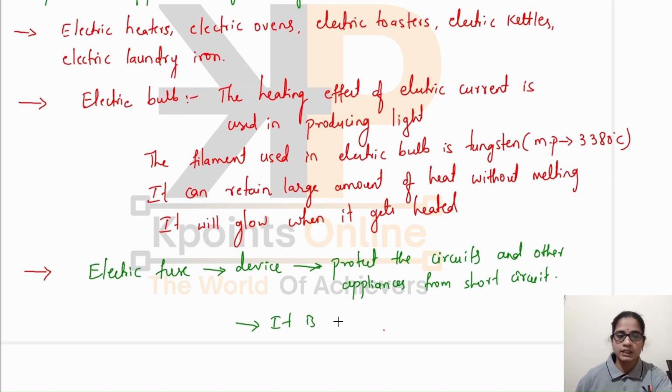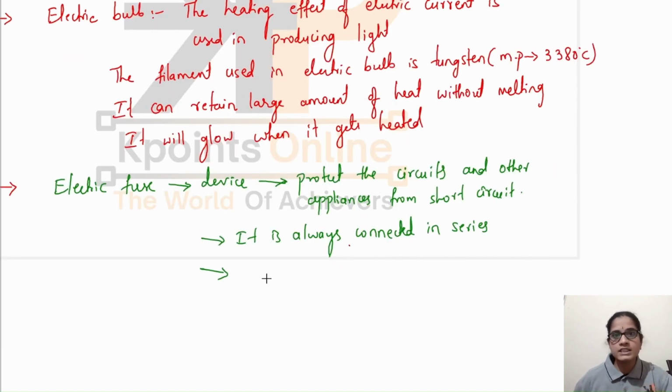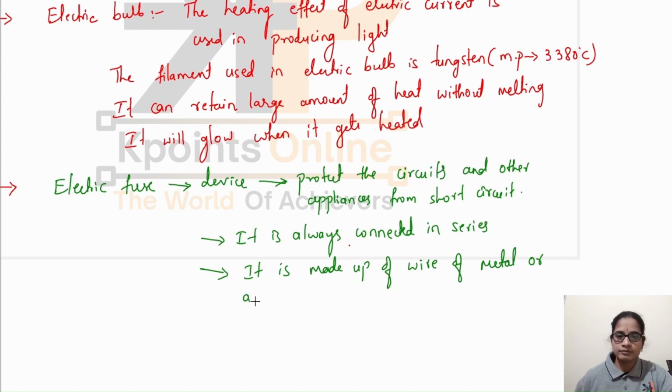It is always connected in series, and it consists of a metallic wire or a wire made up of an alloy having an appropriate melting point. It is made up of a wire of metal or alloy having a low or appropriate melting point.